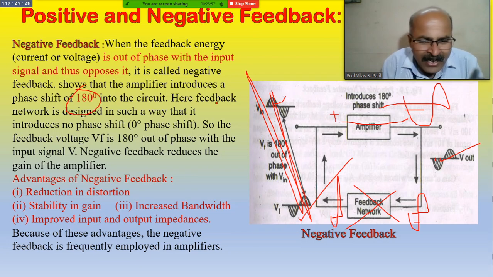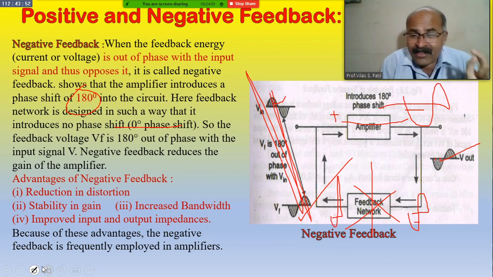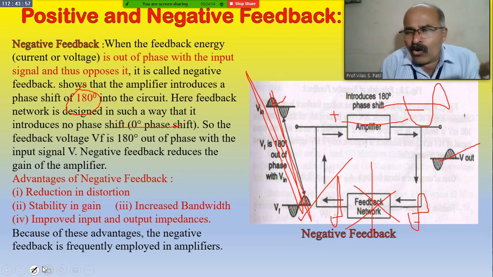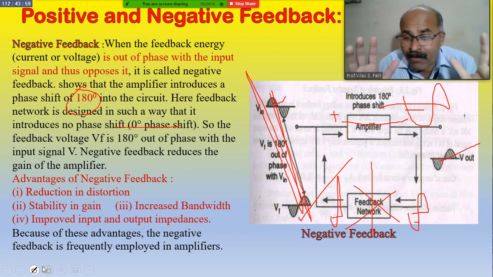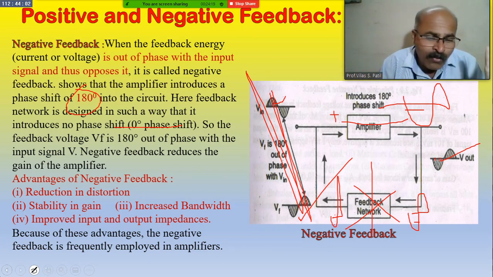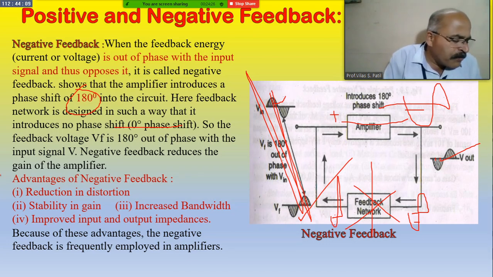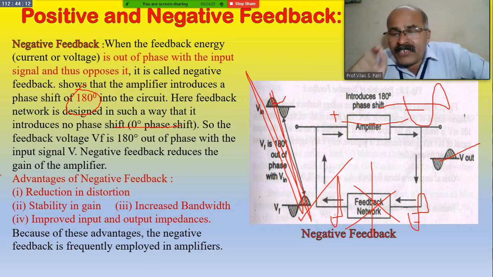If they are opposite, here the feedback network is designed such that there is no phase shift. हे काही कुठल्याही प्रकारचं फेज शिफ्ट देत नाहीये. And due to that, in this circuit, the original voltage input Vin and the feedback output, that is the Vf, come out of phase with each other, and we get the negative feedback. Such a circuit will be known as a negative feedback circuit.